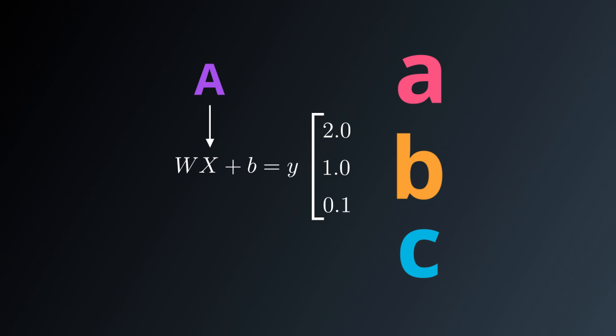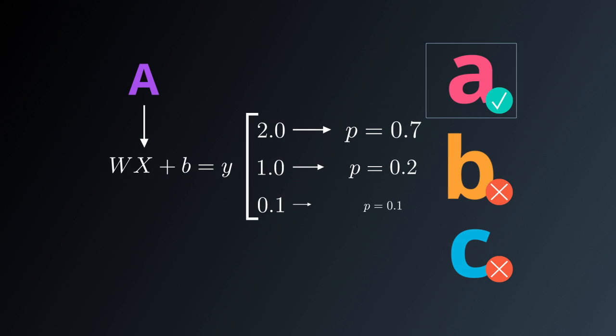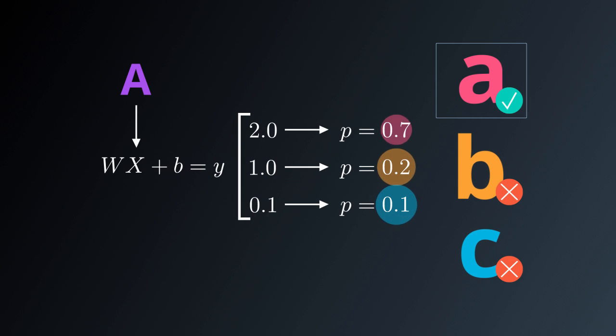Well, let's recap our task. Each image that we have as an input can have one and only one possible label. So we're going to turn those scores into probabilities. We're going to want the probability of the correct class to be very close to 1, and the probability for every other class to be close to 0.